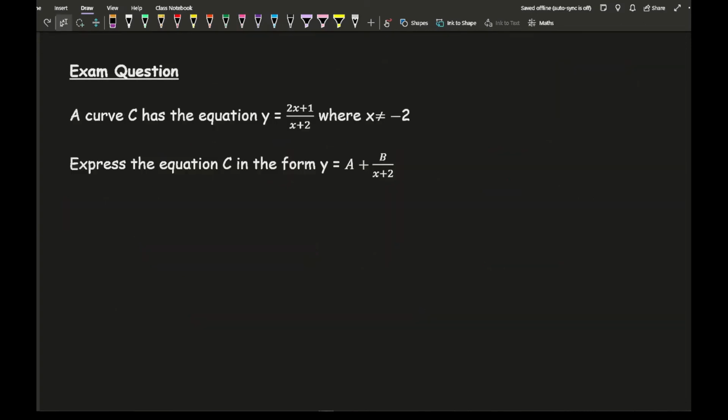So now let's have a look at this exam style question. In this question it says that the curve C has the equation y equals 2x plus 1 over x plus 2, where x is not equal to minus 2.